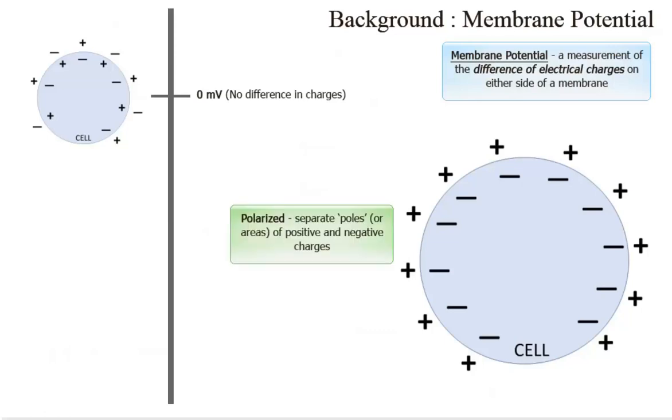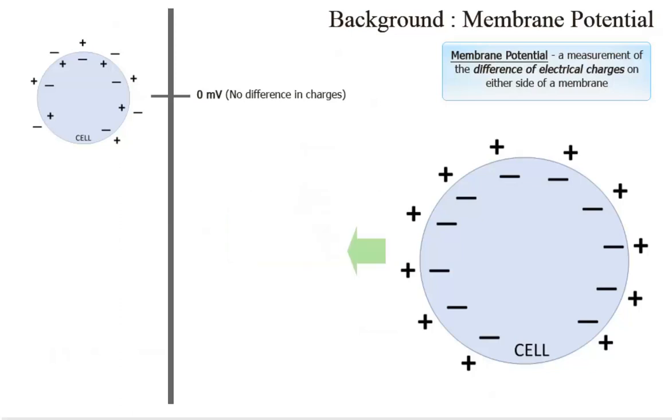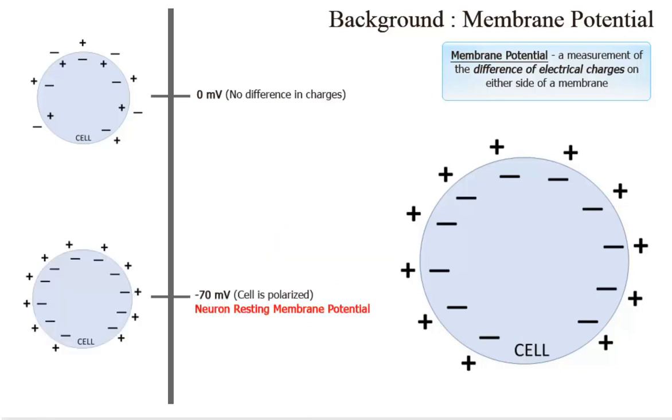In other words, think of it as polarized, meaning that in one area it's got more negative charges, and in another area it's got more positive charges, so it has poles that are different. And if we were to measure the difference in a typical human cell, we would find that the number would be negative. And from here on out, we're going to focus just on neurons.